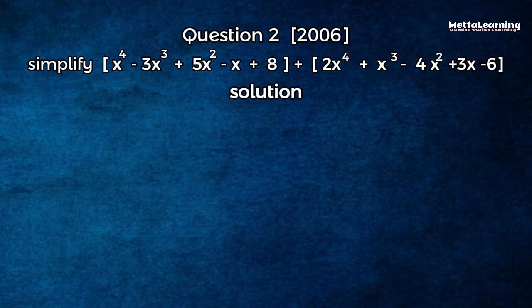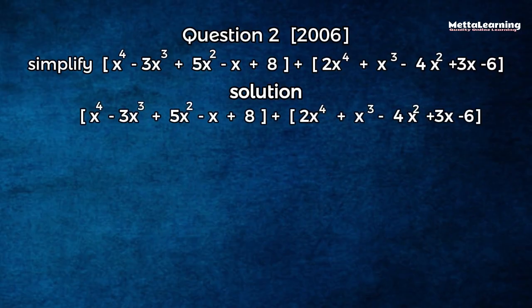So the first thing for us to do is to write out our question, and the next thing for us to do is to combine the like terms together. So we have x^4 - 3x^3 + 5x^2 - x + 8 + 2x^4 + x^3 - 4x^2 + 3x - 6.